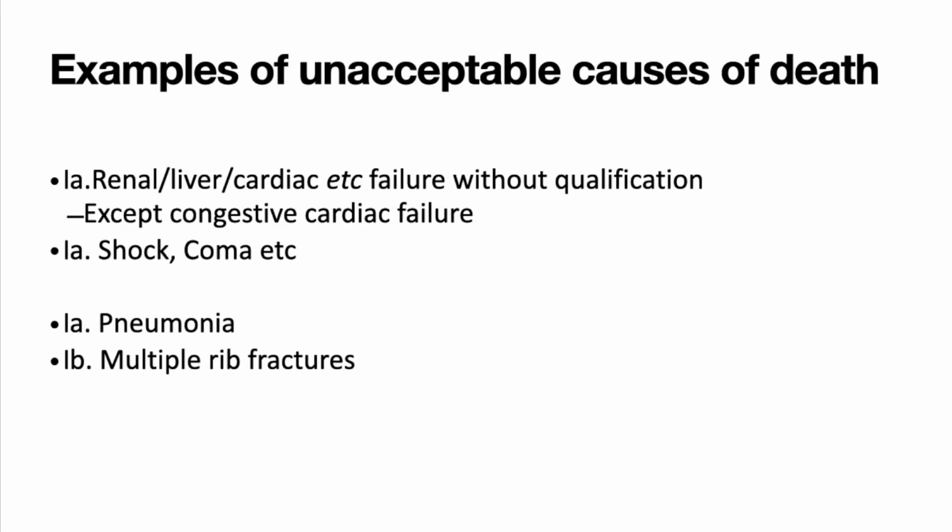So some unacceptable causes of death. You can't say cardiac failure without qualifying what the underlying cause is. So we had an example in the previous slide of a liver failure which was qualified by what the underlying cause of that was. So you can't just write 1A liver failure. There are multiple causes of liver failure, some of which are natural causes, some of which are unnatural causes, and you need to state what the underlying cause of that organ failure is.